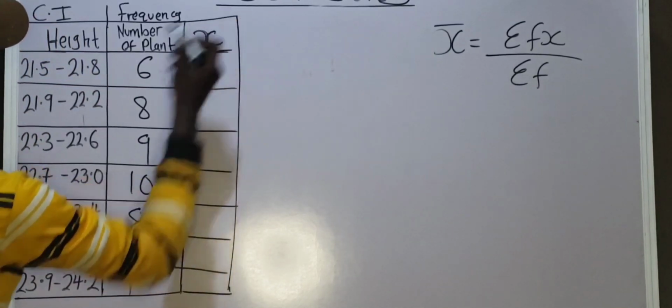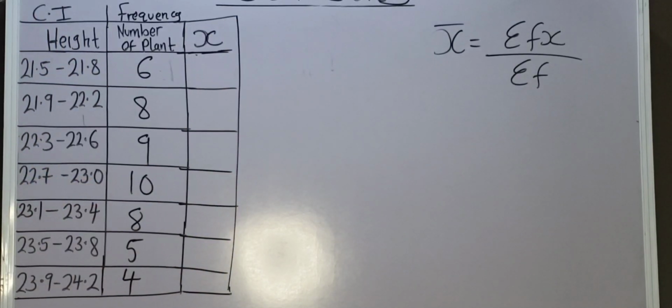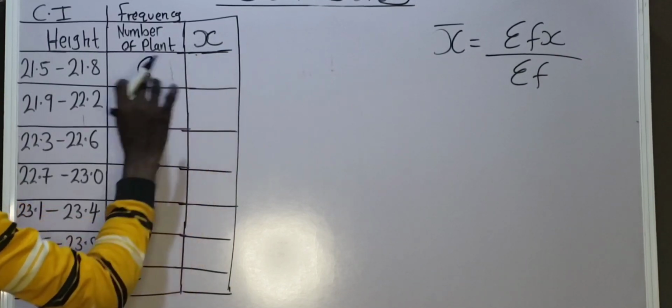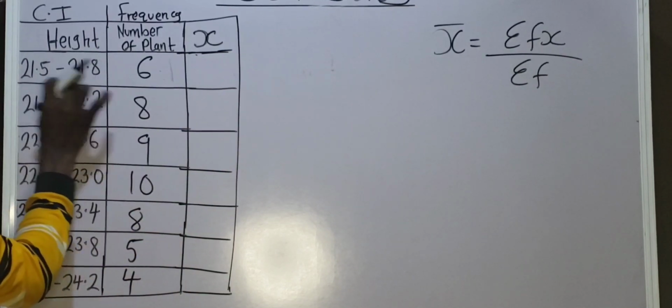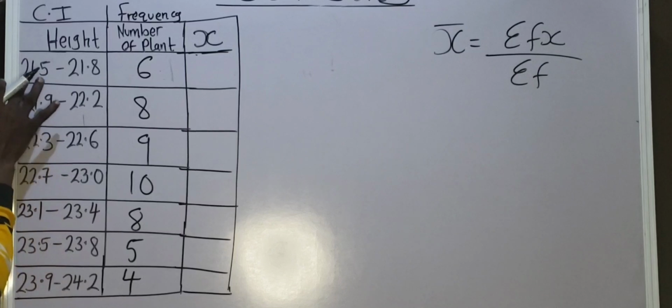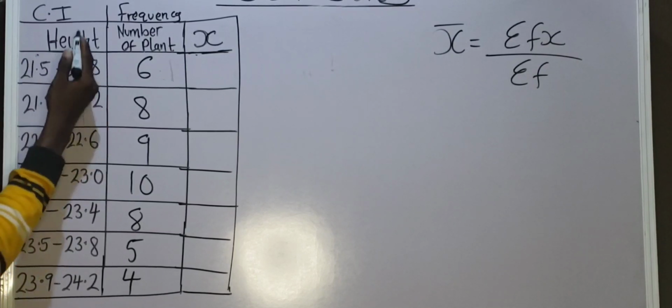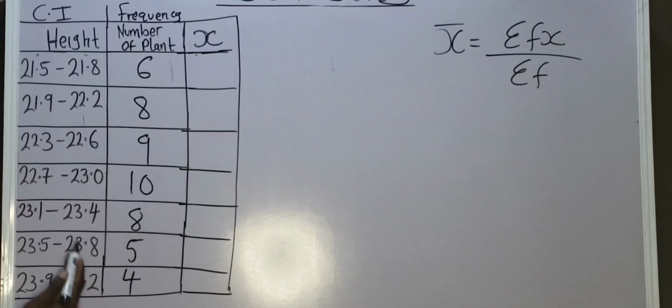Please, I want you to pay attention. So now, to get the value of x, it is very simple. Just find the midpoint of your class interval. The midpoint of your class interval is the respective value of x. So to get the value of x of this cell, I'm going to find the midpoint of this class interval. Don't forget, from this class interval, I have the upper class interval and the lower class interval. All the values here are the upper class interval, and all the values here are the lower class interval.